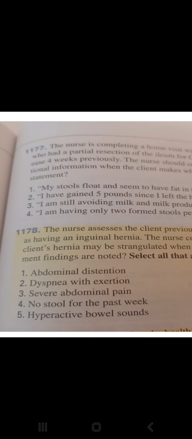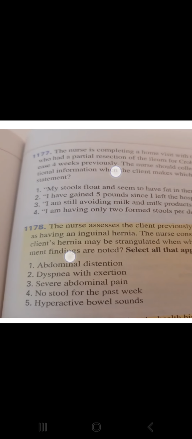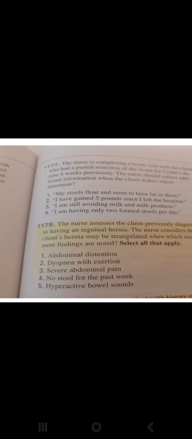All right. We have 2 on here, so let's do 77. The nurse is completing a home visit with the client who had a partial resection of the ileum for Crohn's disease 4 weeks previously. We did this one already too, so I want to see if y'all got that one right. A nurse should collect additional information when the client makes which statement? I hope y'all chose that one.